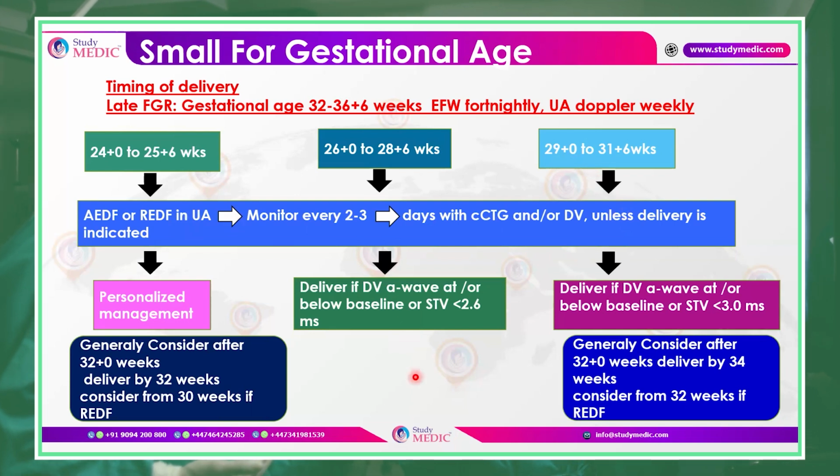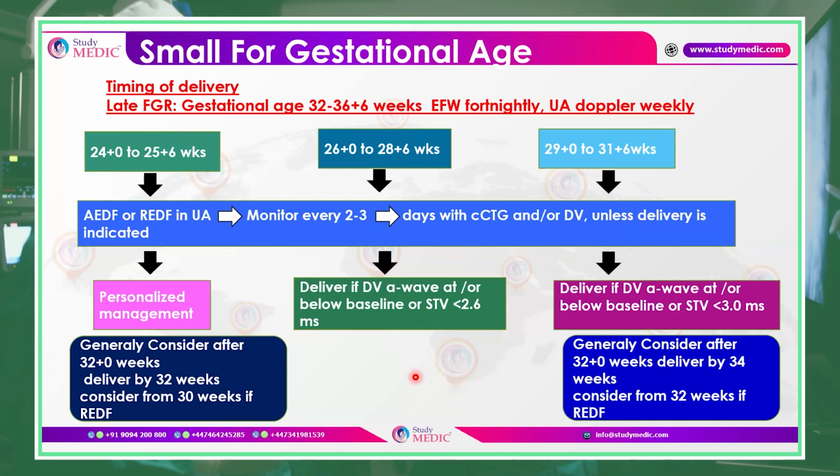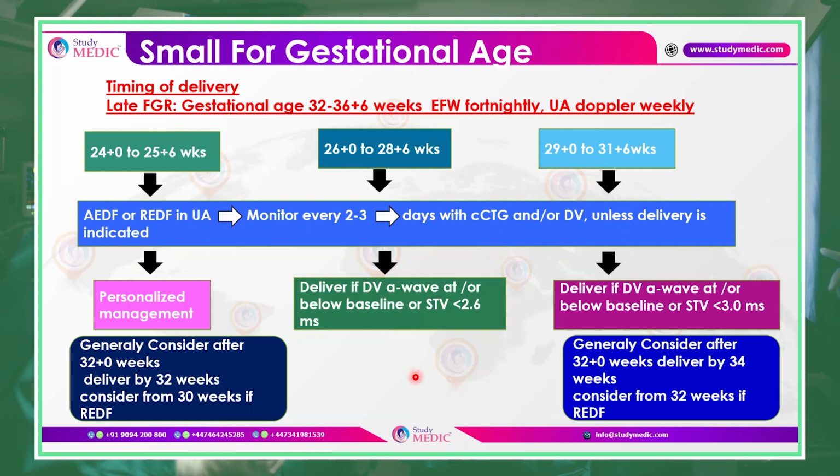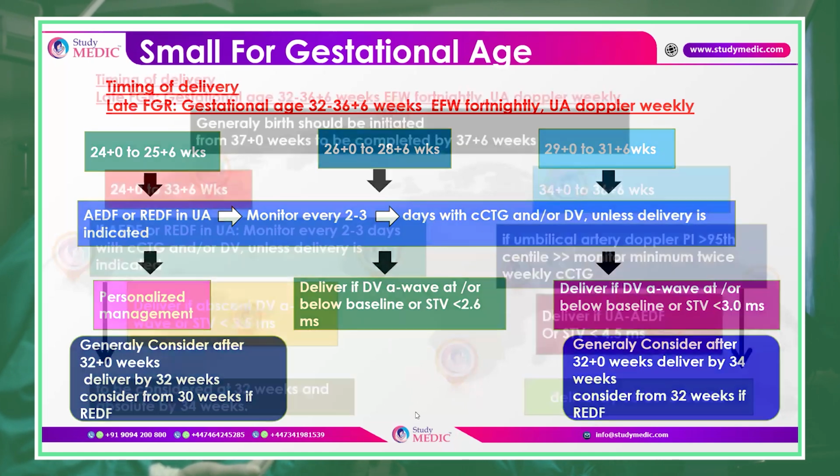If it is absent or reverse flow, monitoring would be carried out with CTG or ductus venosus Doppler. Okay, and then if there are abnormalities in the ductus venosus Doppler, delivery can be planned. Generally, we are considering delivery at 32 weeks. It can be considered before 32 weeks if there are concerns.